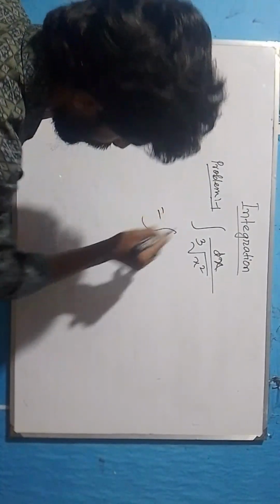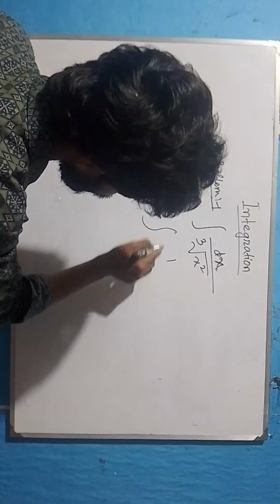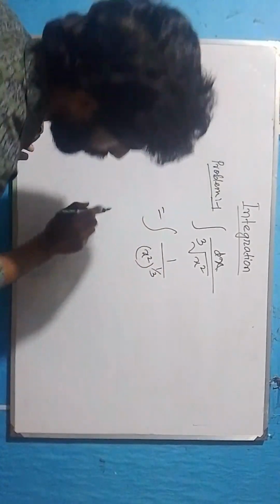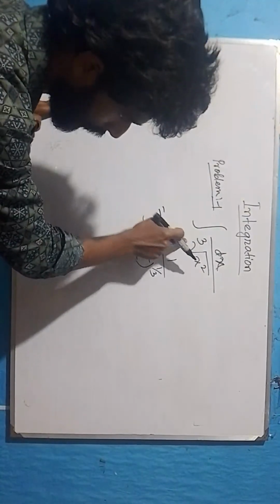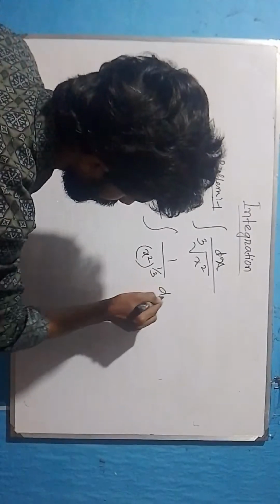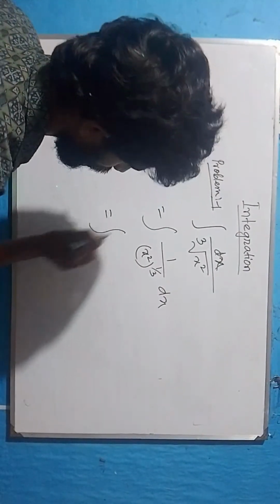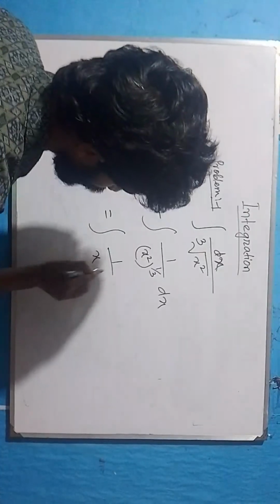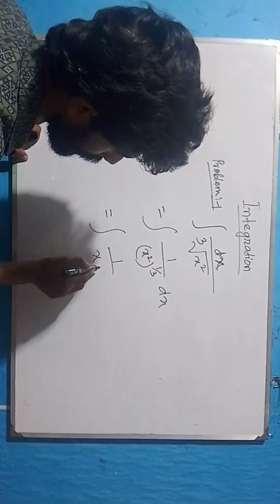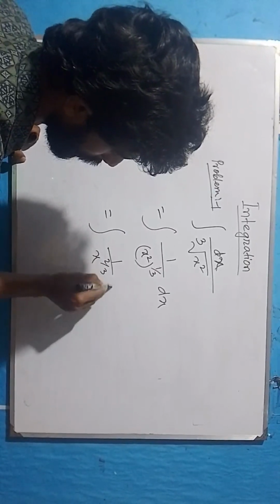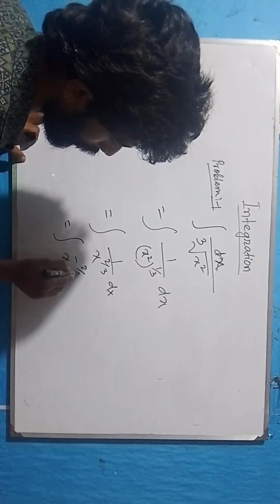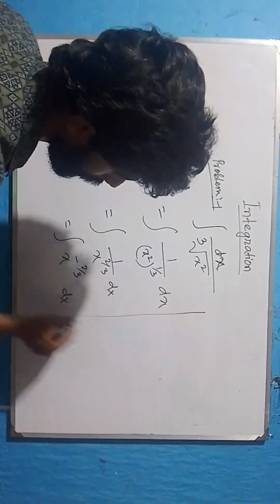So the integration of this is 1 over x square to the power 1/3, because the cube root becomes the power 1 by 3, and then dx. This can be written as 1 over x to the power, with 2 and 1/3 multiplied together, so 2 over 3, and then dx. Now the integration of this is x to the power minus 2/3 dx.